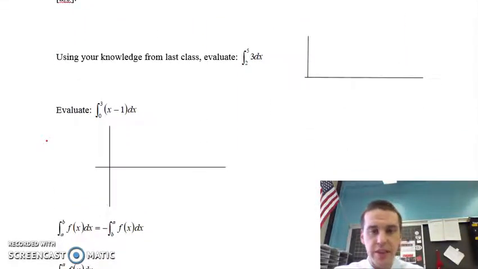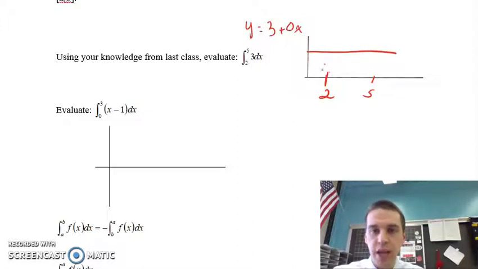If we look at the first problem, we have the definite integral with the bounds 2 to 5 of the function 3 with respect to x. It's really y equals 3 plus 0x, because there's no x there. So 3 looks like a straight line, and we want to know the area bounded by the x-axis of that rectangle from 2 to 5. Well, we know the height is 3, the width is 3, and therefore the area is 9.